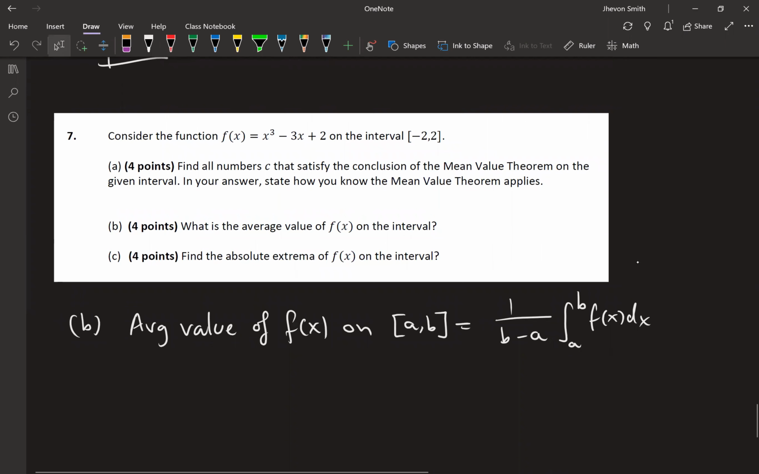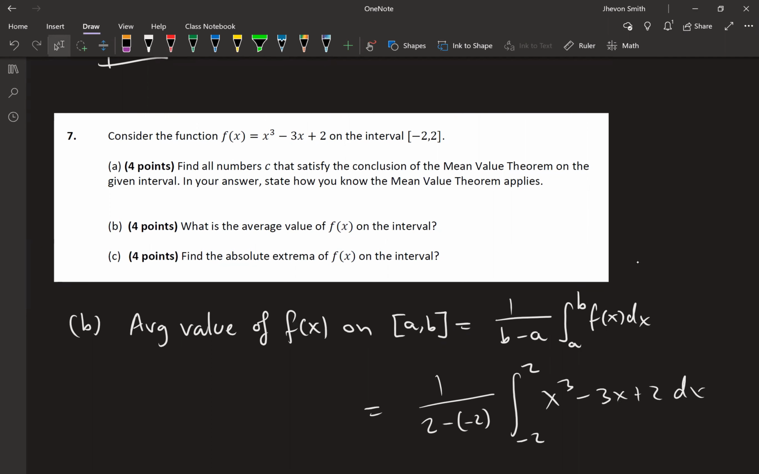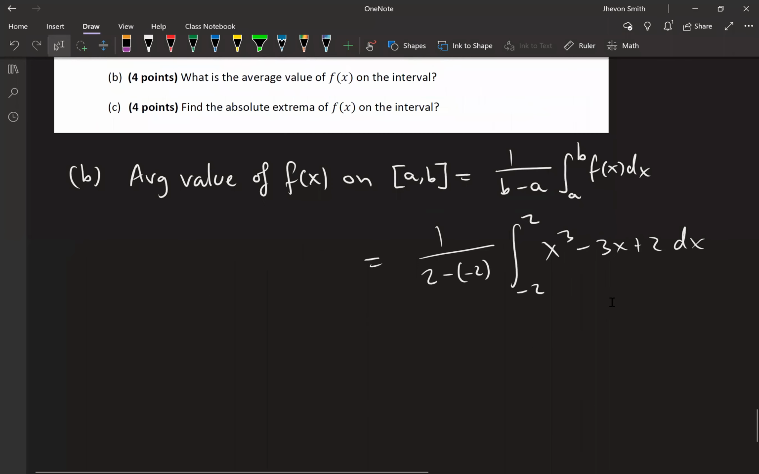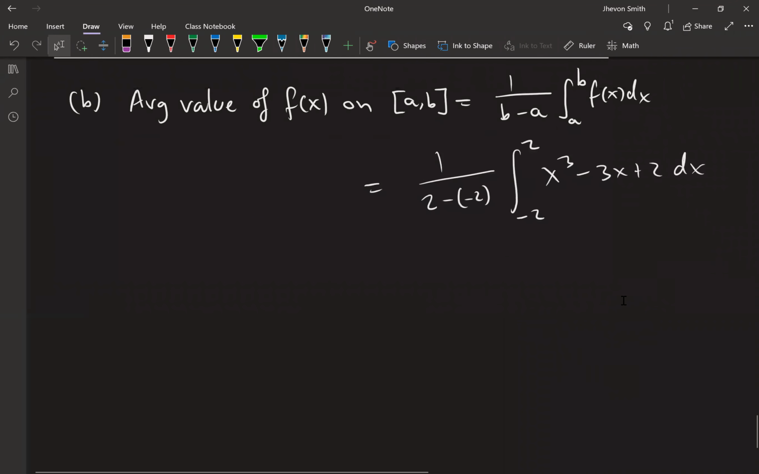So here, it's going to be 1 over b minus a times the integral from a to b of the function x cubed minus 3x plus 2. And you just compute that integral, using the power rule. And it's an odd function on a balanced interval from -2 to 2. So the odd functions are actually going to give you 0. So you can even ignore those and just worry about the even ones.